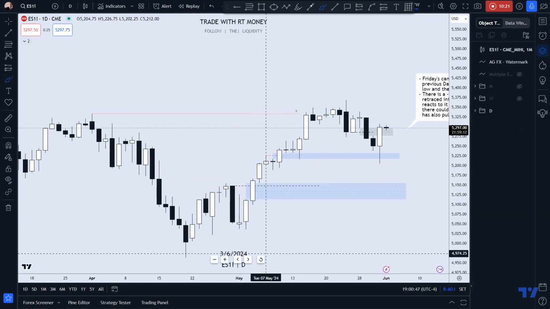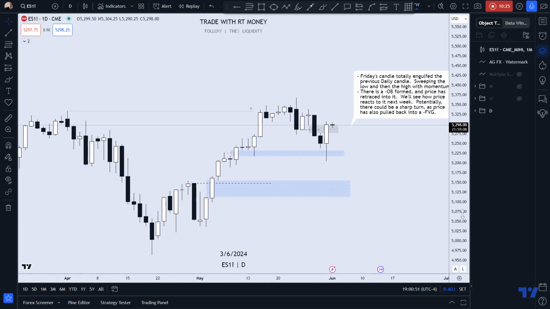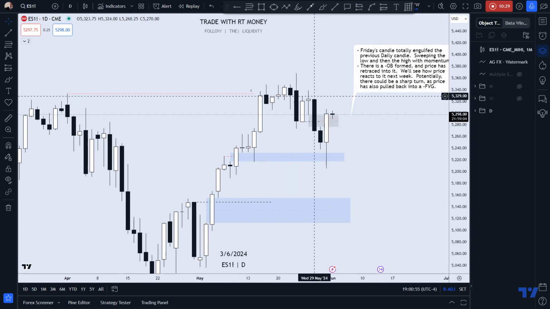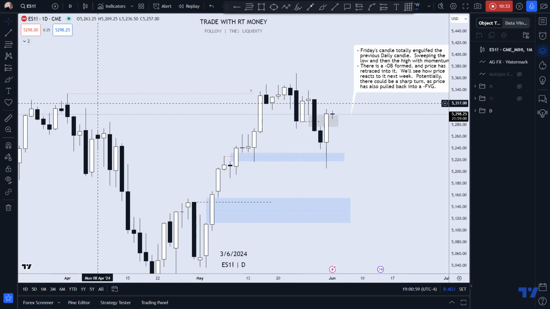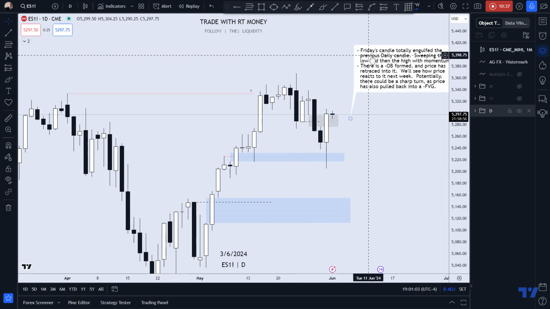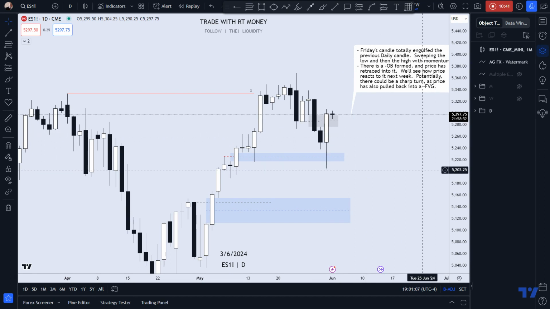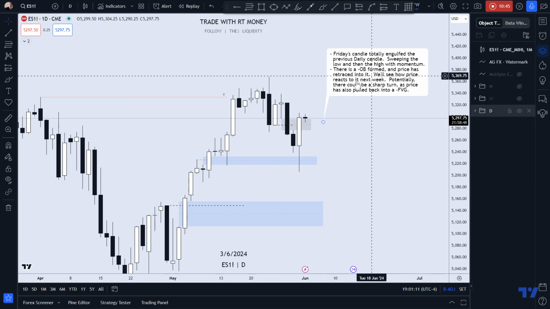All right. If we go to the S&P, go to S&P. All right. I mean, the S&P, the daily, we can see price making its way down. Why? Because it's retracing. Why? Because it took out that swing high. I keep repeating the same thing so you can get it, right? You can see Friday's candle, totally engulfing the previous day's candle, sweeping the low and then the high with momentum, all right? There is an OB formed.